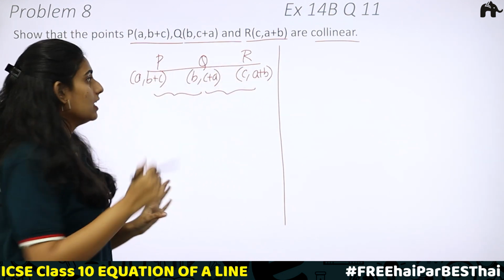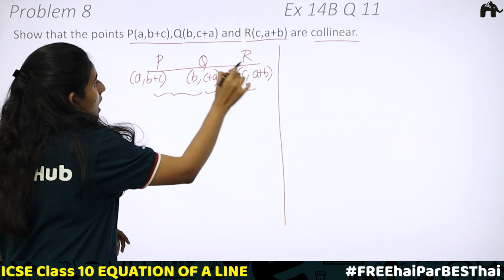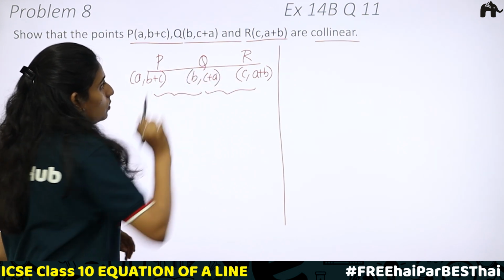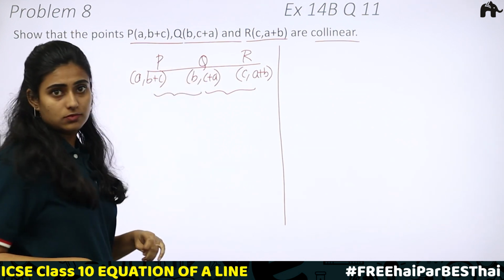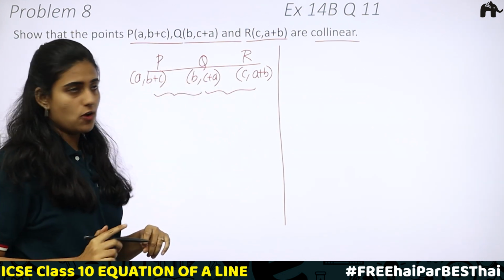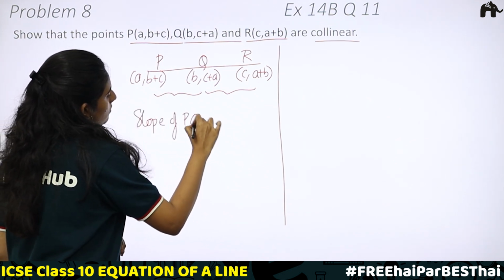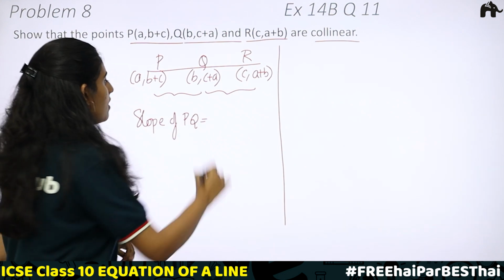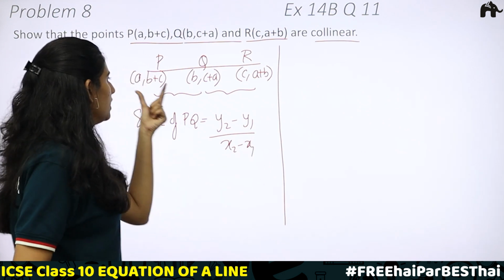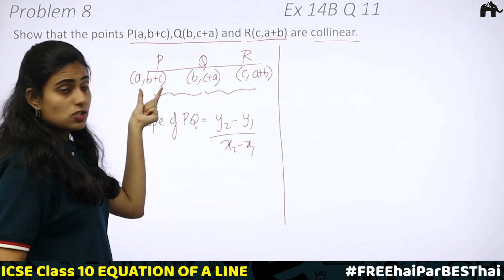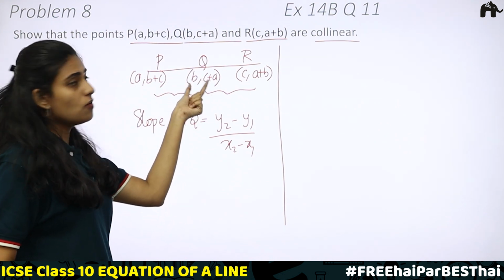By finding the slope, if we get the slope of PQ equal to QR, or slope of PR equal to slope of QR, or the slope of QR equal to slope of PQ, we can say that they are collinear points. First, let's find the slope of PQ. Slope of PQ is equal to y2 minus y1 divided by x2 minus x1. Here I am taking the coordinates of P as x1, y1 and coordinates of Q as x2, y2.